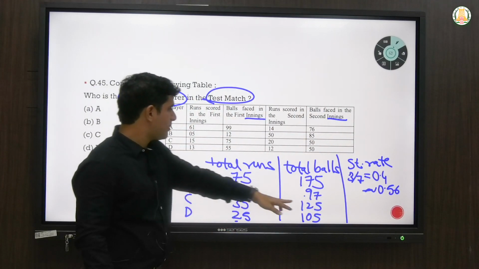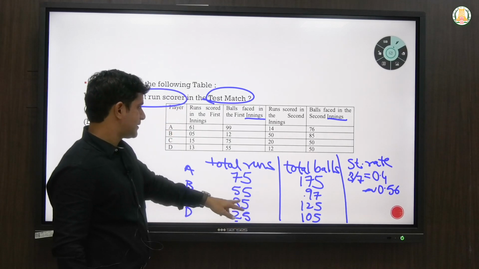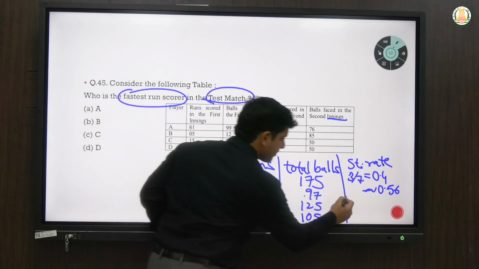Now 135 by 125, this will be what? 5 sevens and 5 25s.